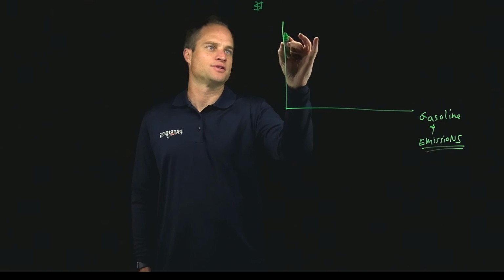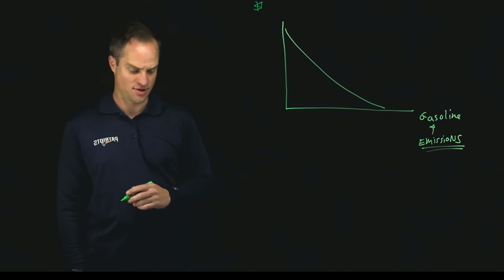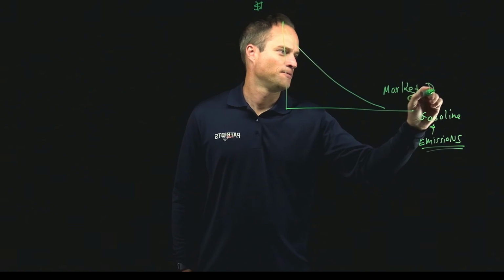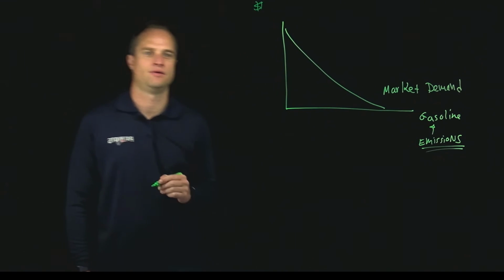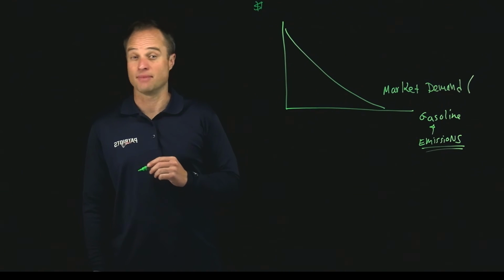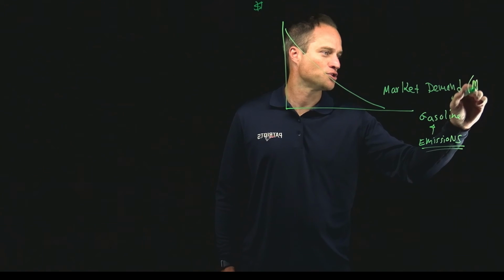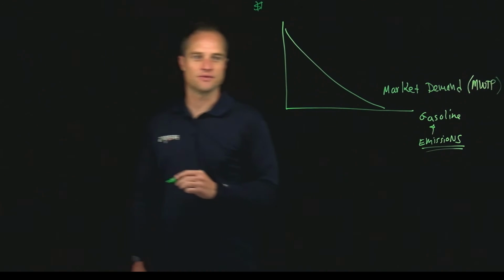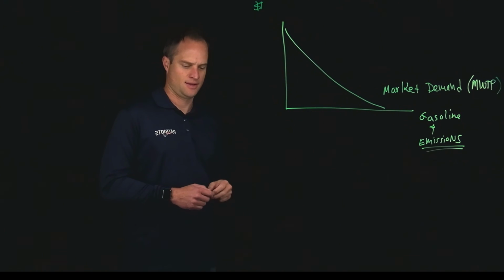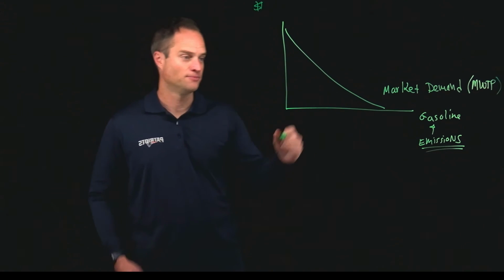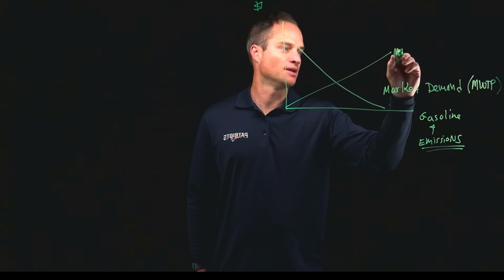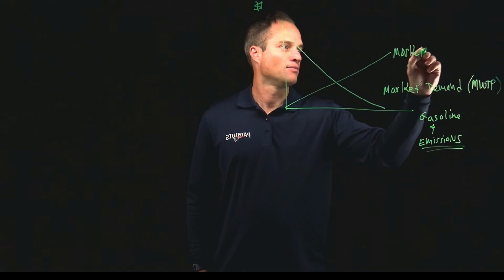We would start with a demand curve, consumers' market demand for gasoline. And we know that we can think about market demand as the marginal willingness to pay. These are the benefits, the values that people are willing to pay at each quantity. Then we have our supply curve. I'll just bring it up through the origin, and I'll first label this as market supply.